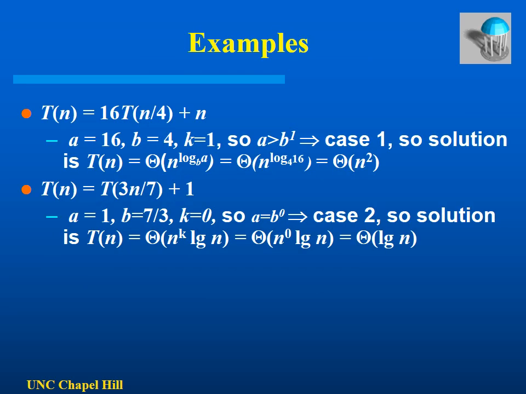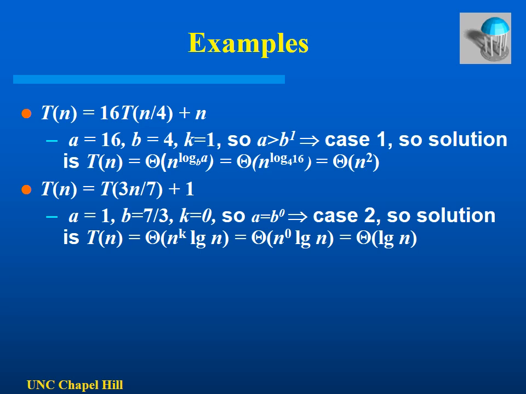Our first example is the recurrence relation T(n) = 16 T(n/4) + n, and we want to solve that recurrence relation. Here, a equals 16, b is 4, and k equals 1. That is to say, the n^k at the end is n^1, which is n. So we're supposed to compare 16 to 4 to the 1, which is 4. 16 is greater than 4, and so we're in case 1 of the theorem.